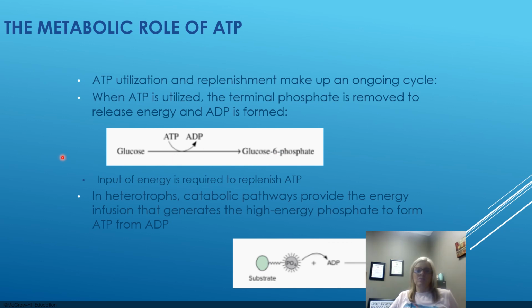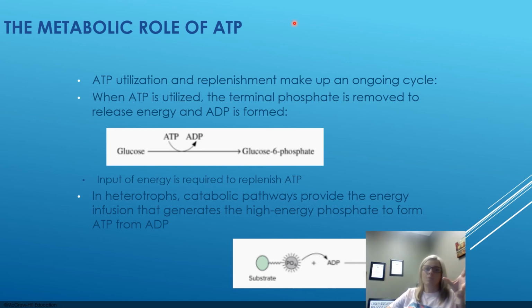And so we're doing that to make glucose 6-phosphate. So we removed that phosphate group, released energy, and added it on to glucose, and actually to the 6th carbon. That's all that means, all right? And so the input of energy is needed to replenish your ATP, okay? Energy released during the hydrolysis of ATP is going to drive biosynthesis. This is driving your reactions where you're making something. It provides that phosphate to a substrate before linking it to another molecule, okay?